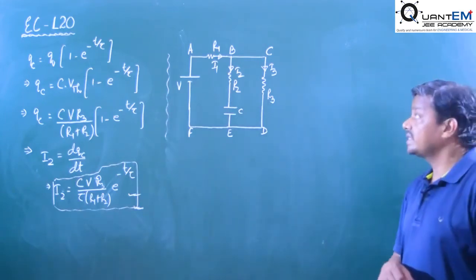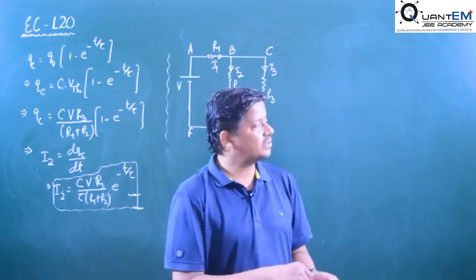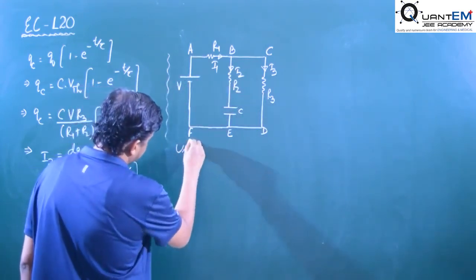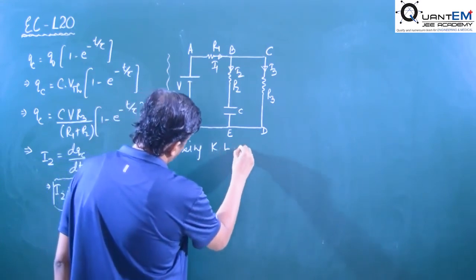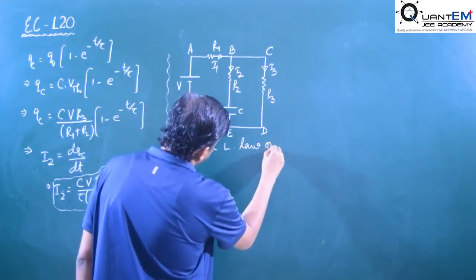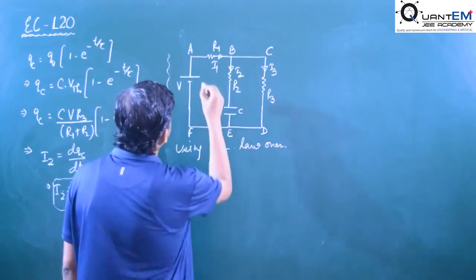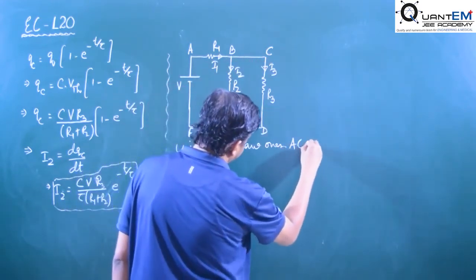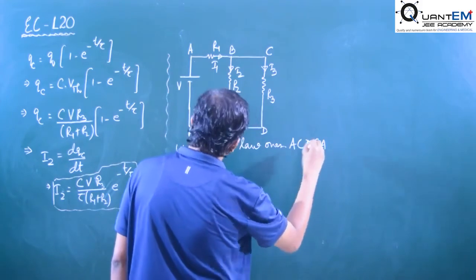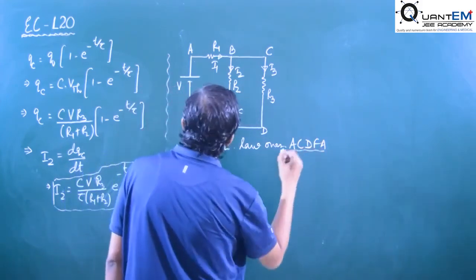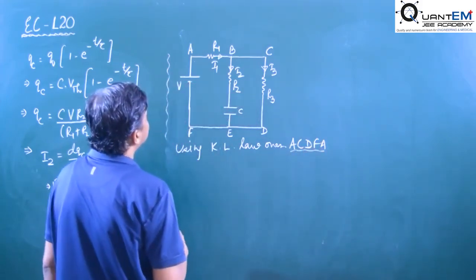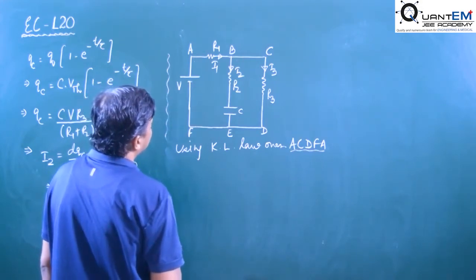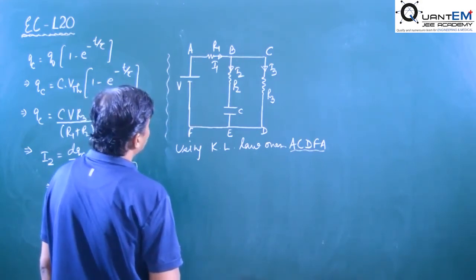Now you may solve the circuit using what? The Kirchhoff's laws. So using Kirchhoff's loop law over ACDFA, we move from A to C, then C to D, D to F and F to A.